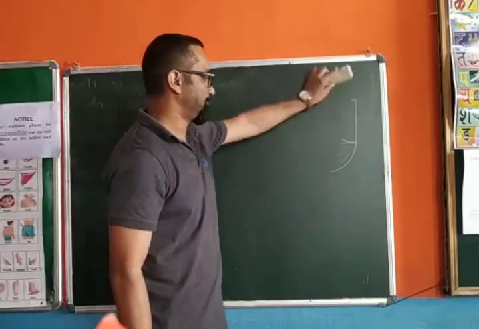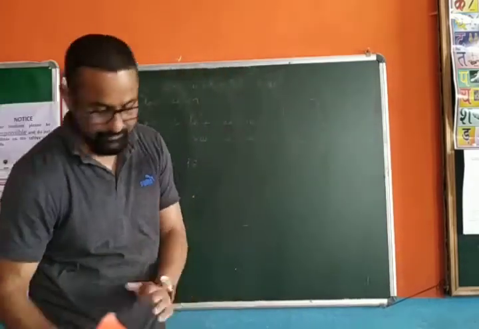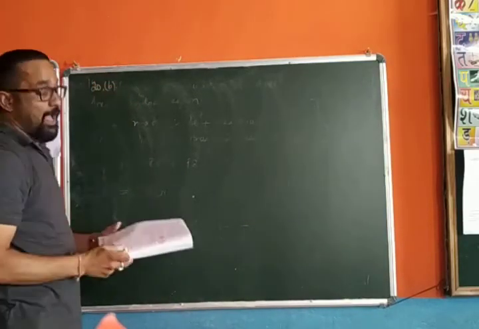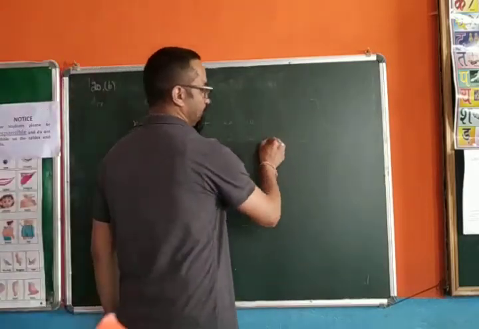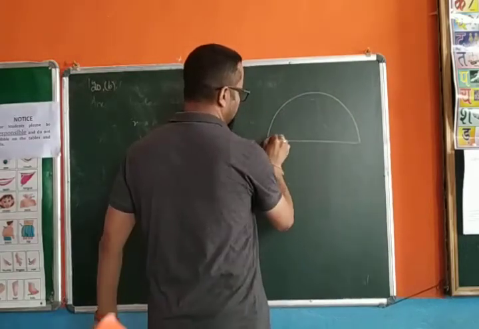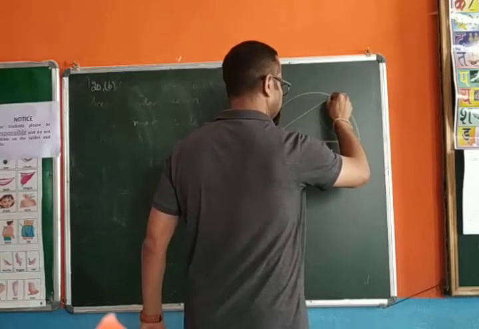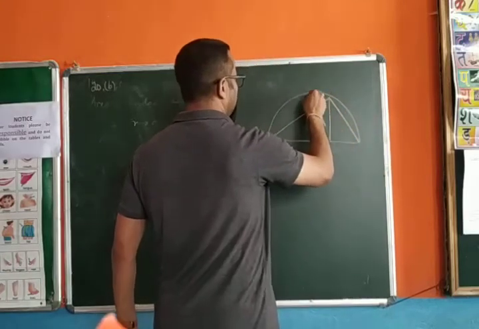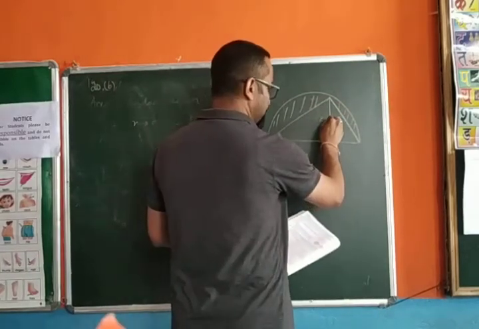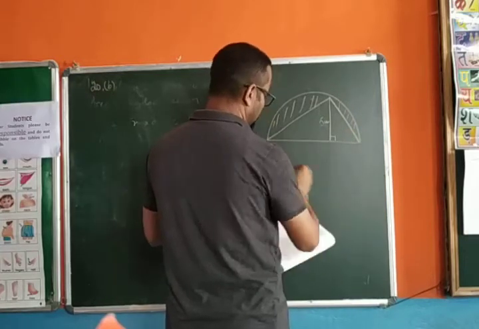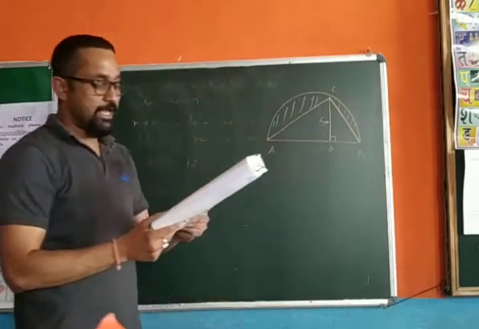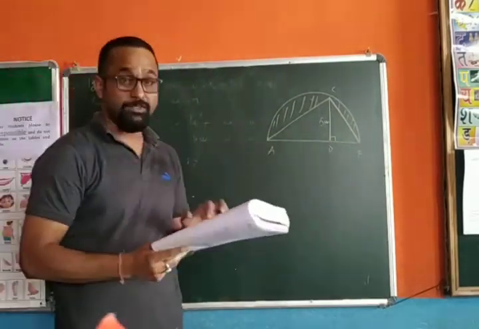Question number 20b. And this is an important question. Semicircle. Then you have a triangle here. Some part of the semicircle is shaded. It is given 5 centimeter, 90 degrees, AB, CT. The question says calculate the area of the shaded region.